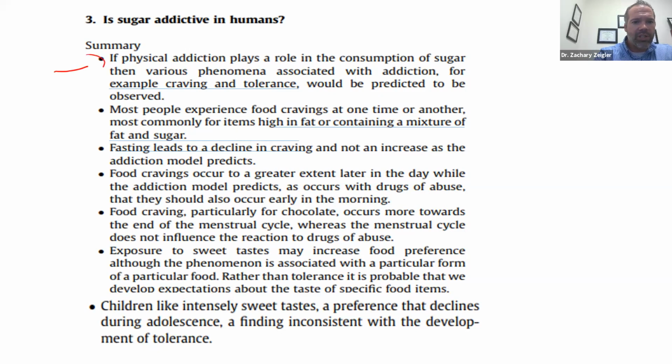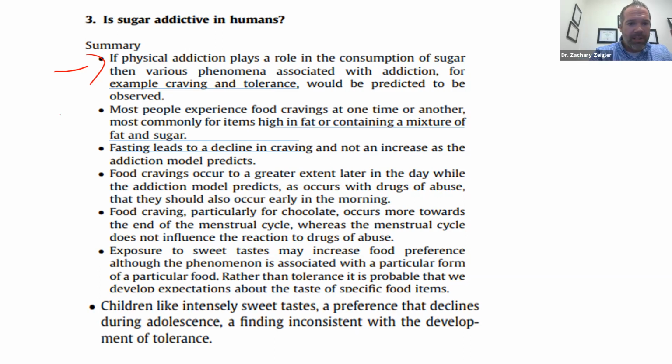If physical addiction plays a role in the consumption of sugar, then various phenomena associated with addiction, for example, cravings and tolerance, would be predicted. And it's not. Meaning, if you're addicted to alcohol, you develop a tolerance, and then if you remove it, you get withdrawal-like symptoms. We don't see that with sugar.